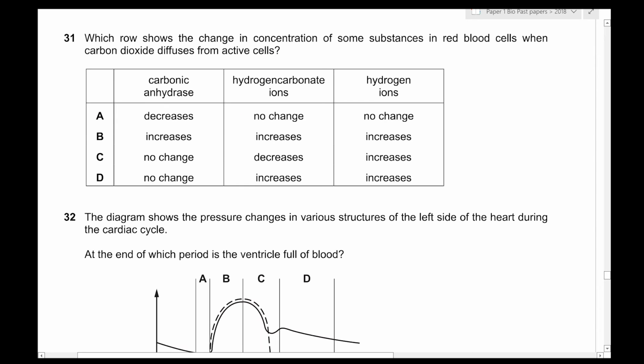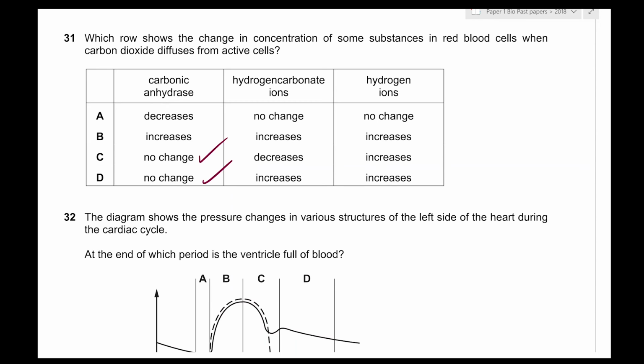31. Which row shows the change in concentration of some substances in red blood cells when carbon dioxide diffuses from active cells? Here, let's start with carbonic anhydrase. Carbonic anhydrase is the enzyme found in red blood cells. So even if the carbon dioxide concentration does increase, the enzyme concentration in the red blood cell is not altered in any shape or form. Therefore, this is correct. There's no change.